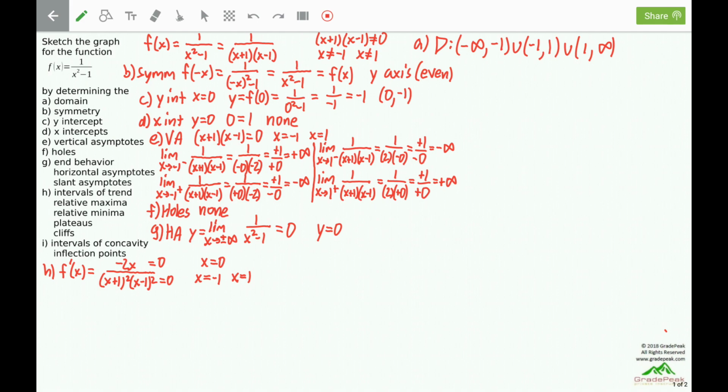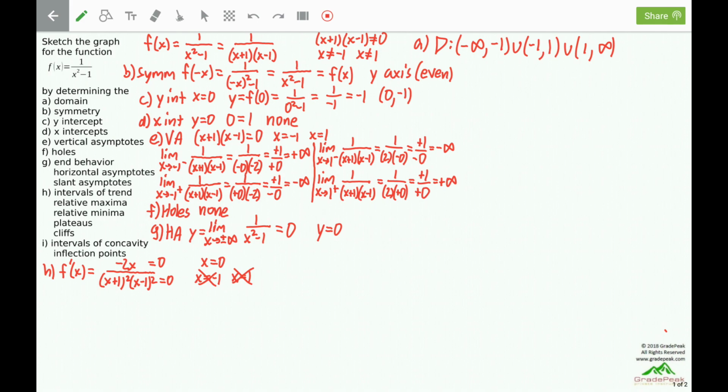The domain's all real numbers except negative 1 and positive 1. So x equals 0 is in that domain, and it is a critical number. x equals negative 1 and x equals positive 1 are not in that domain. They are not critical numbers.